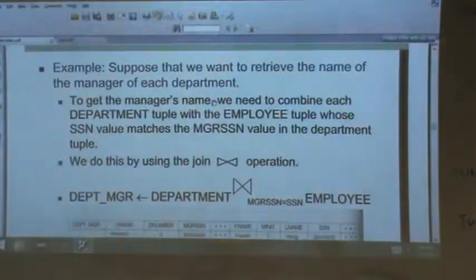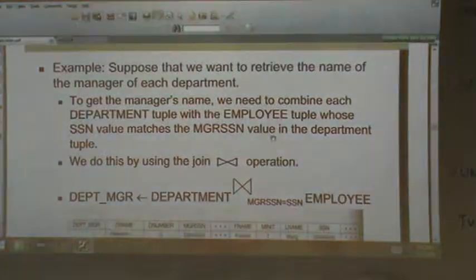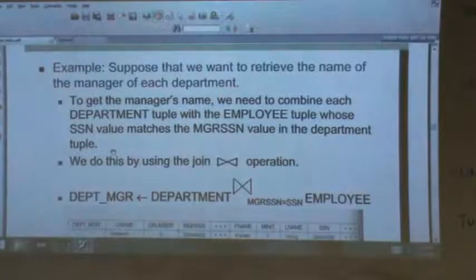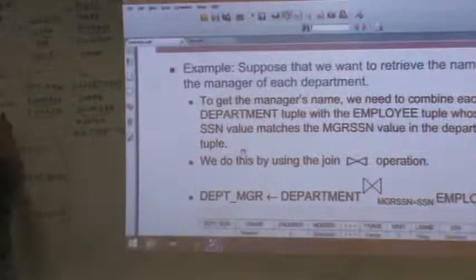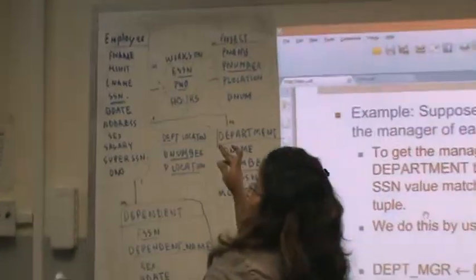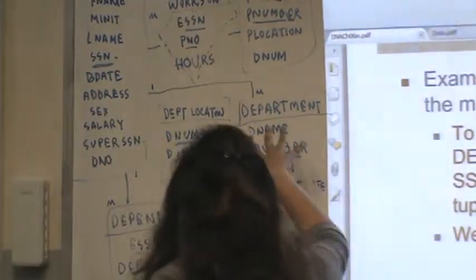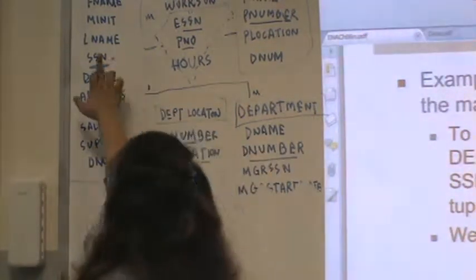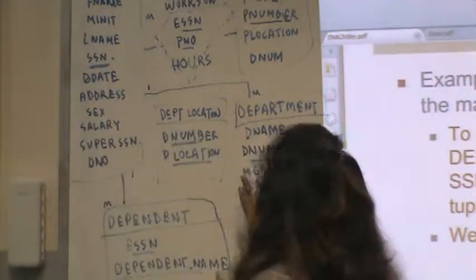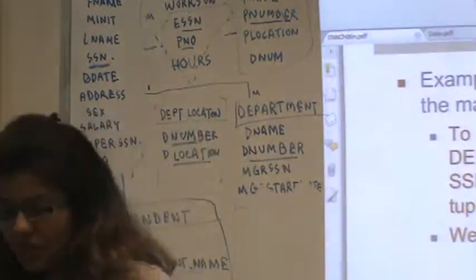To get the manager's name, we need to combine each department tuple with the employee tuple whose assistant value matches the manager value in the department tuple. So this super assistant is actually coming from the manager assistant. If I want to know which particular employees are managers, then I need to combine this table and this table together, and then match which assistant is matched with MGR assistant. Then those resulting assistants will ultimately be the managers.